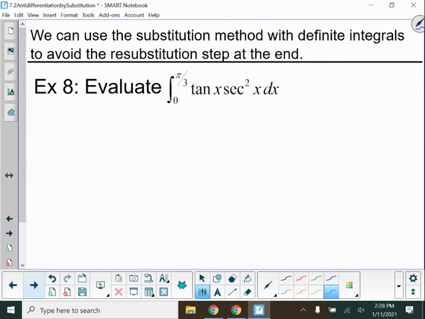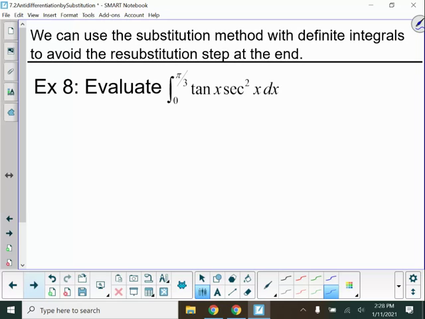The last thing we're going to look at is using the substitution method with definite integrals. So this is where, to avoid the resubstitution at the end, if you change the bounds to be in terms of u instead of in terms of x, you can actually save yourself some work. This only works if you do have bounds for a and b, so that's the numbers on the bottom and top of your integral like you have here.